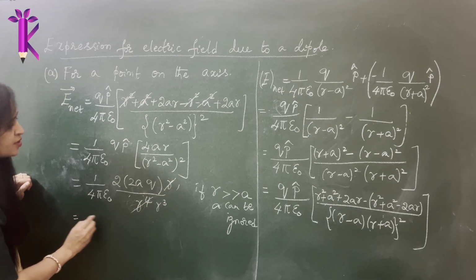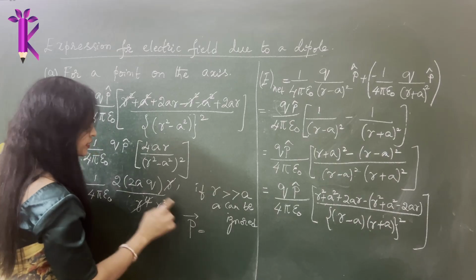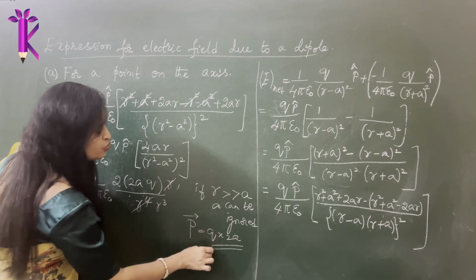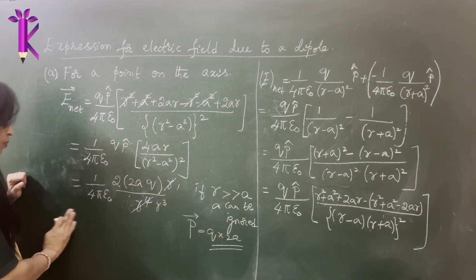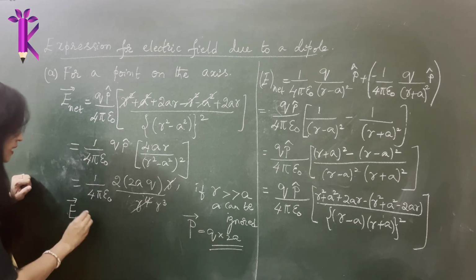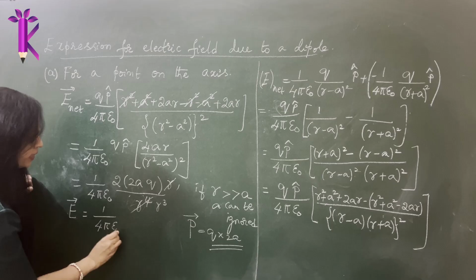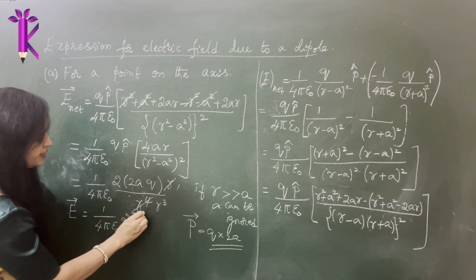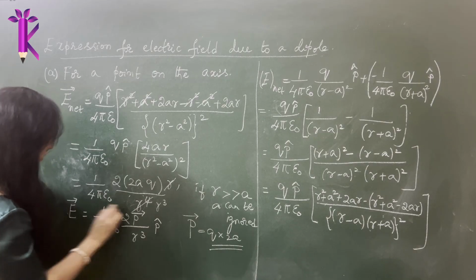So what remains is, also you should know, dipole moment is given by the charge multiplied by the distance of separation between the two charges. That is the definition of dipole moment. So dipole moment is always equal to charge multiplied by distance of separation. So this will be written as 1 by 4 pi epsilon naught, 2 times 2aq, which is the dipole moment, right, whole divided by r cube into unit vector p.